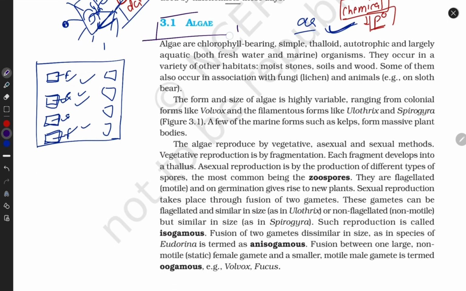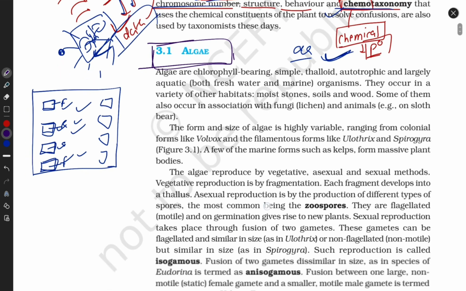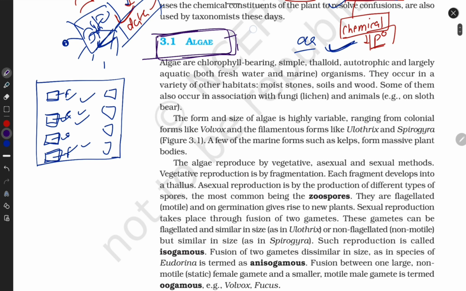Algae, the first class of the plant kingdom. You are all familiar with algae. Guys, when you write in your 11th class examination, make a heading and then write down their properties according to the points. Give examples, draw a diagram, label the diagram. Then the examiner will give you full marks. Let's begin with algae's properties.